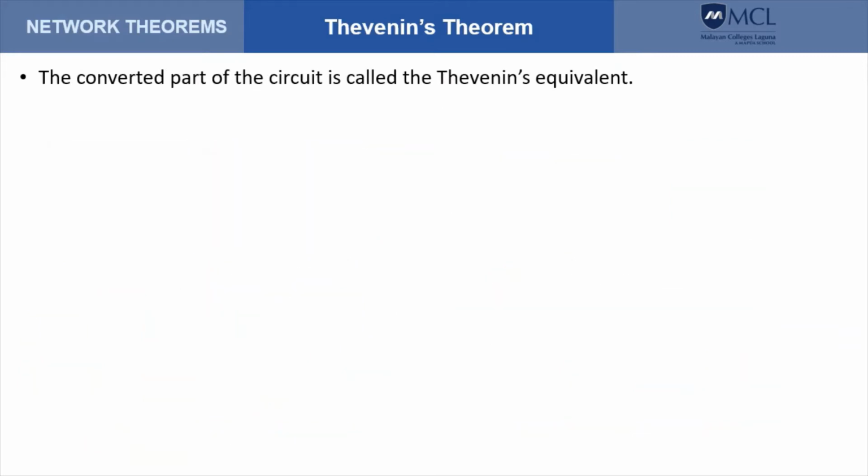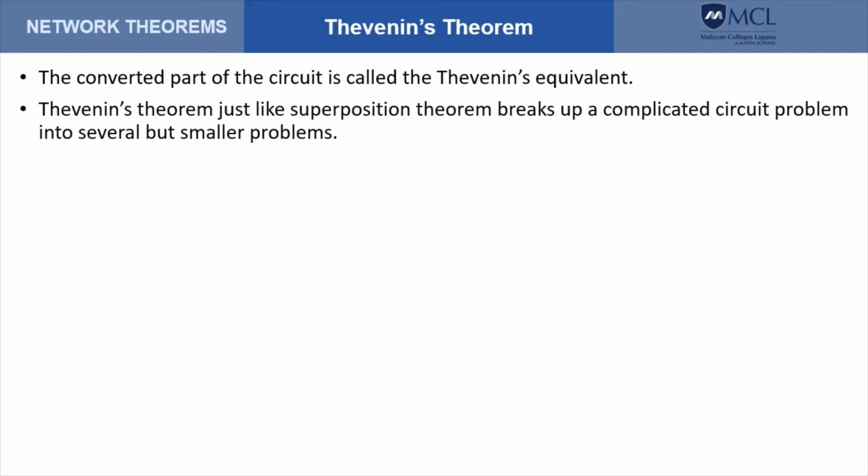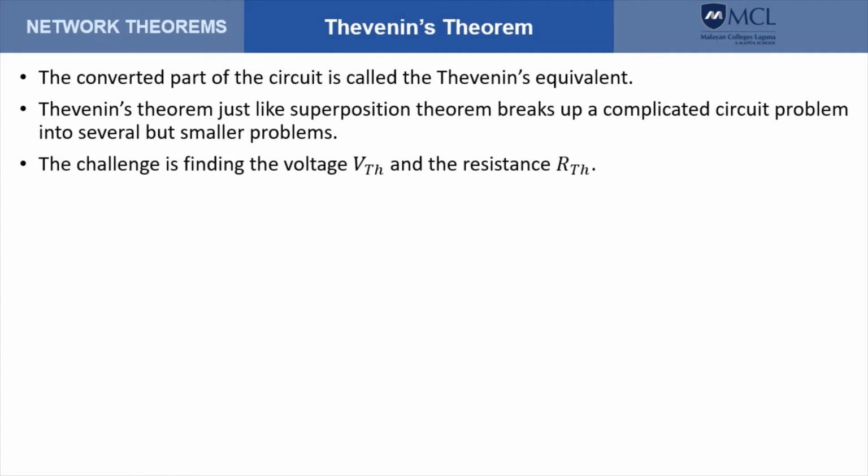So the converted part of the circuit is what we call the Thevenin equivalent. So the one that we identified as a linear two-terminal circuit is replaced by a voltage in series with a resistance. So Thevenin's theorem, just like superposition, breaks up a complicated circuit problem into pieces of smaller problems. Now the challenge here is finding what is that voltage that is in series with the resistance.